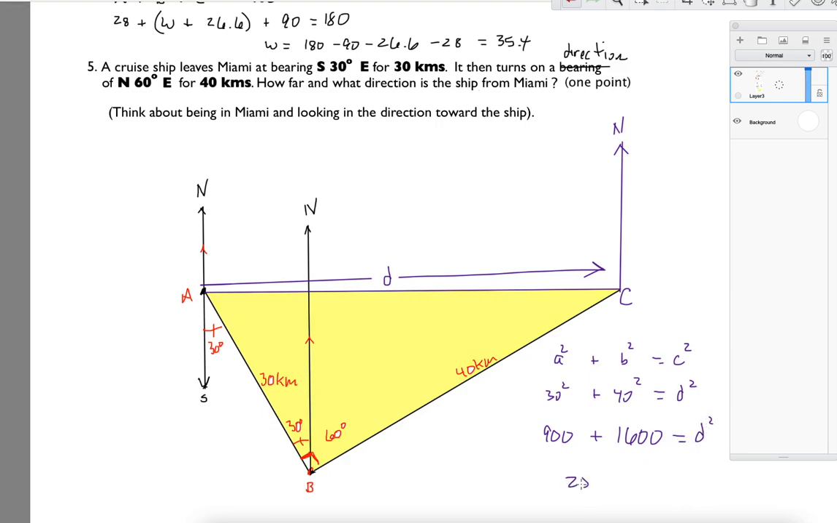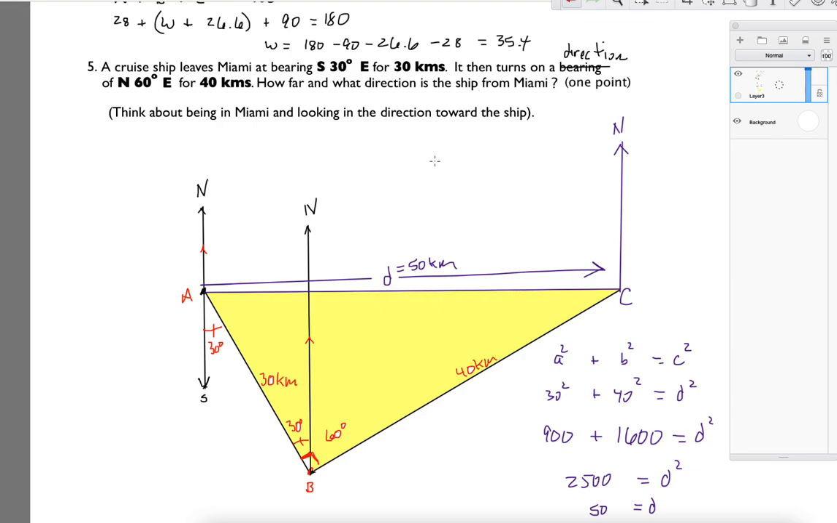So if I add these together, I get 2,500, and then D is going to be 50, right? So this is a 3, 4, 5 triangle multiplied by a scale factor of 10, right? 30, 40, D is 50. So 50 kilometers is the distance from the ship back to the port. Is it a port? Miami, yeah.